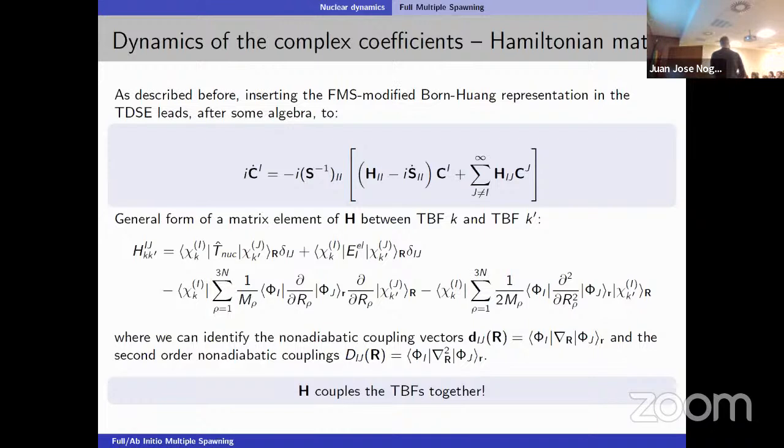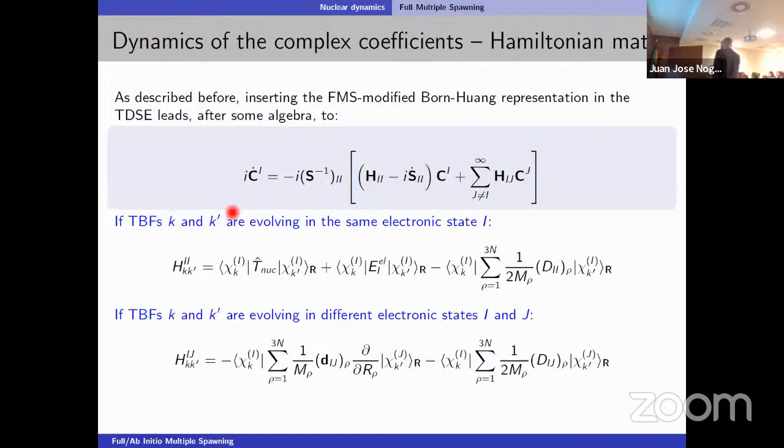Now, I can help you see what the important contributions are here. If I look at two Gaussian functions, K and K prime, that are on the same electronic state, they will be talking via the nuclear kinetic energy operator, the electronic energy, and this term here, which is the diagonal second order couplings. If the two Gaussians are on different states, the only term in the Hamiltonian matrix element that will survive is the term that depends on the non-adiabatic coupling vectors. That makes sense. It's the one that tells you how much two electronic states are coupled, right? And the second order coupling vectors.